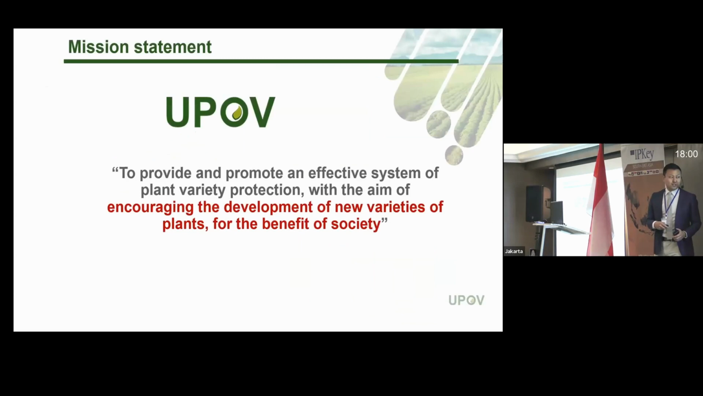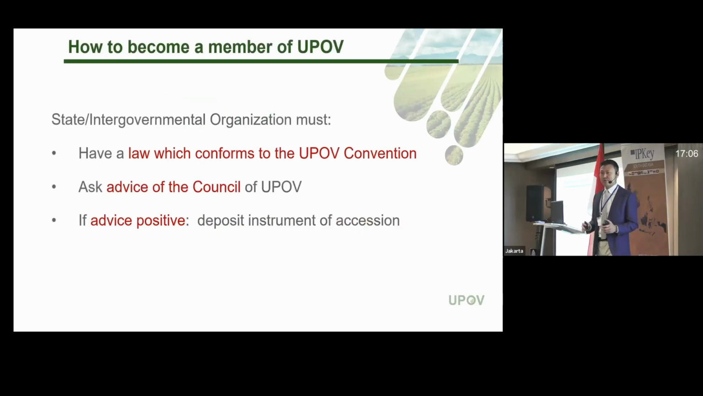So the UPOV mission is to promote an effective system of plant variety protection with the aim of encouraging the development of new plant varieties for society, not only the breeders, but broader society. To become a UPOV member, the state or government organization must have a law in conformity with the UPOV convention, and a positive advice by the UPOV council is required before the country deposits the instrument to become a UPOV member.